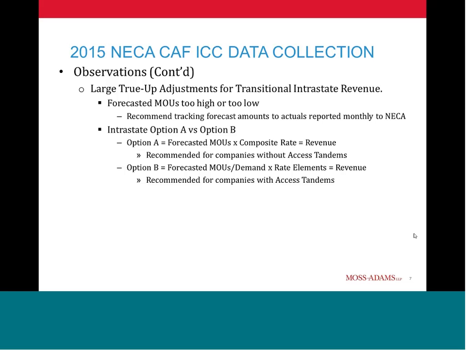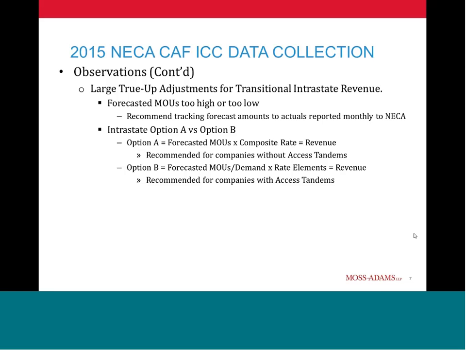Another issue on intrastate revenue is the calculation of forecasted revenues using option A versus option B. If you aren't familiar with the two options, option A takes your forecasted terminating intrastate minutes of use times a composite rate to forecast your intrastate revenues. Option B uses your forecasted minutes of use or demand units times the individual rate elements to produce your revenue, what they call the intrastate TRP, Tariff Review Plan worksheet.